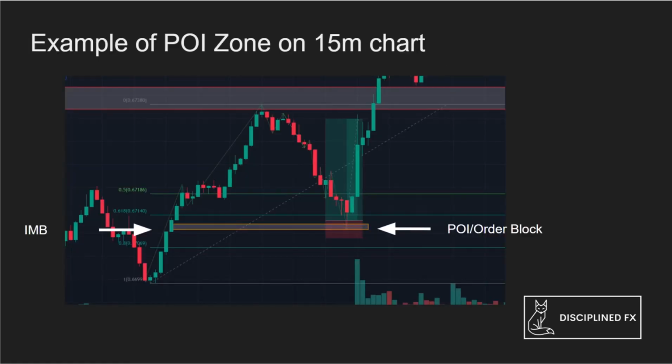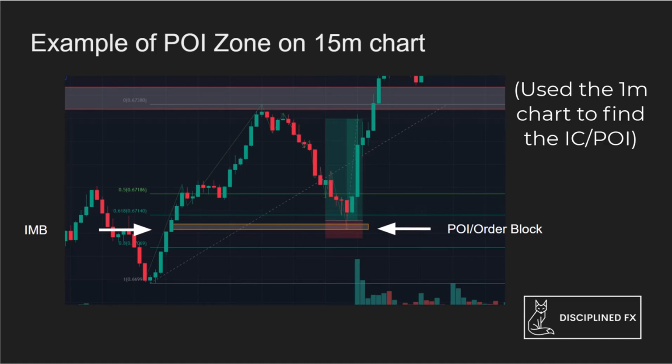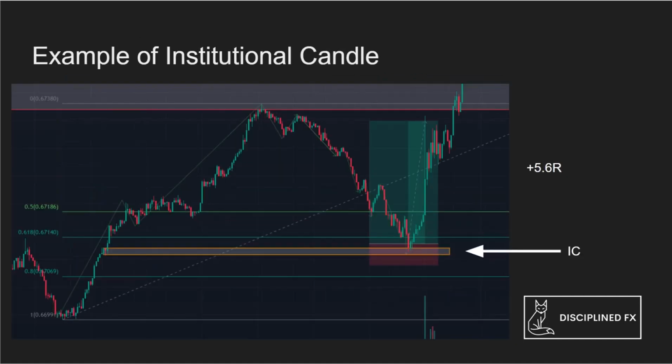Here's an example of a POI zone. On the 15-minute chart, we're noting the area between the 0.618 and 0.8 retracement. Here is the 1-minute chart where we can find the POI zone and the institutional candle, that down candle before the up move. Notice how price returns to the area of the last up candle. If you entered this trade with a 4 pip stop loss, with your take profit near the close of the farthest up candle, you would have returned over 5.6 times what you risked.